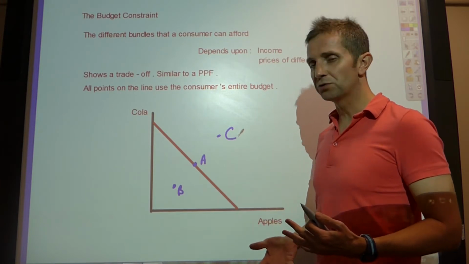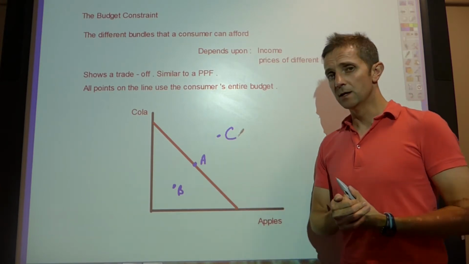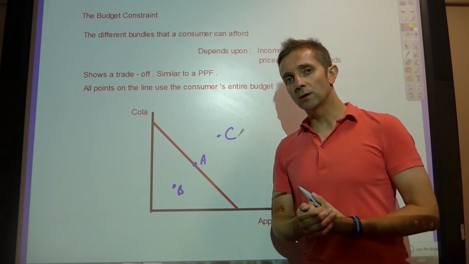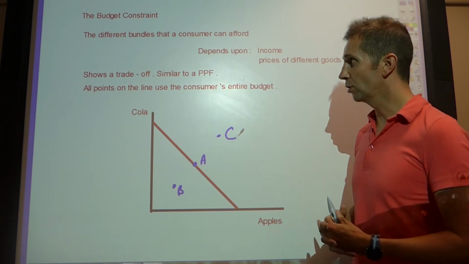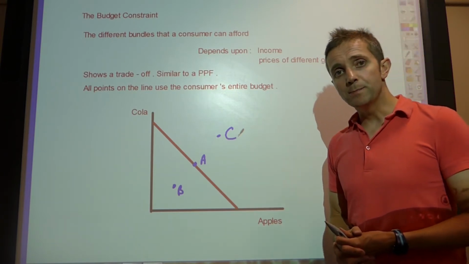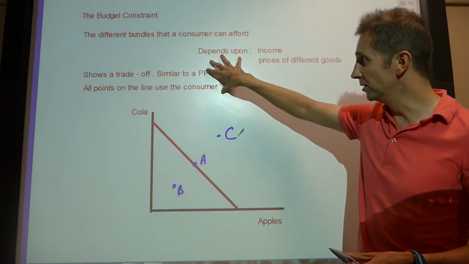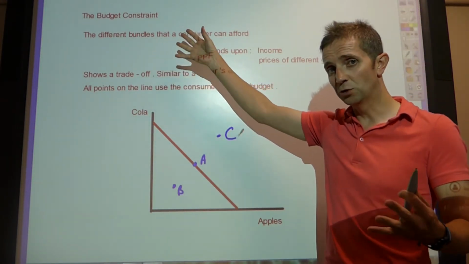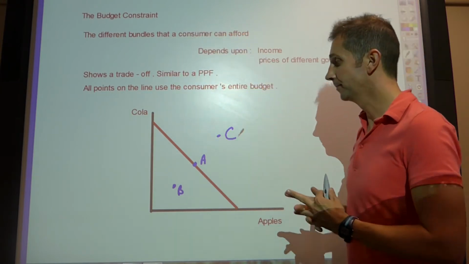A brief introduction today with regard to this whole notion of the budget constraint. You'll know we're looking at budget constraints and indifference curves and so on. So just a little bit more detail on what a budget constraint is. The budget constraint, as you can see here, shows the different bundles of a good or service that a consumer can afford to buy.